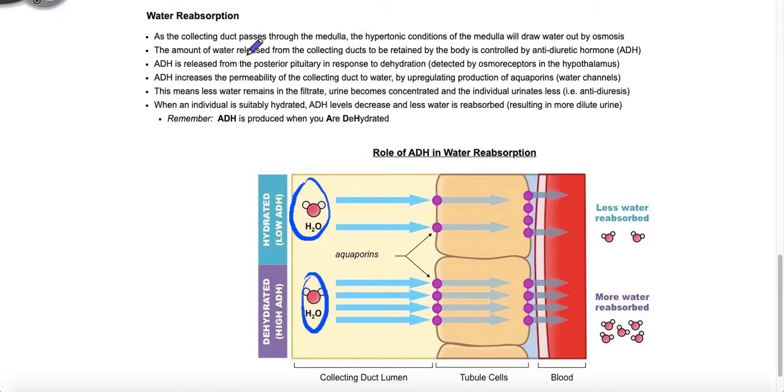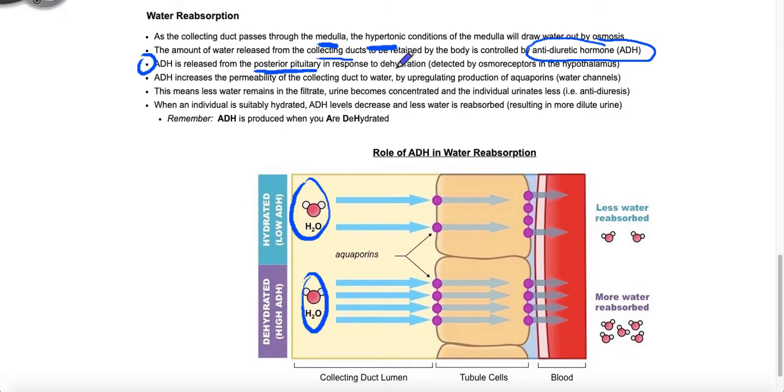So we've already said that the medulla is hypertonic, right? And this happened through the processes that we just saw in the loop of Henle. Now, the amount of water that's going to be released from the collecting ducts back into your blood system, back into your body, is controlled by ADH, this antidiuretic hormone. Now, where does ADH come from? ADH comes from the posterior pituitary gland.